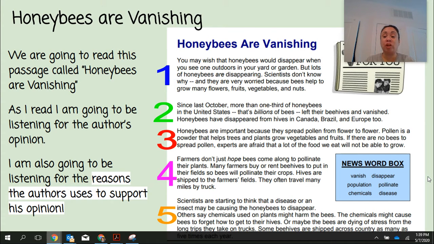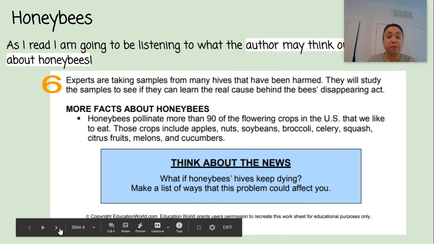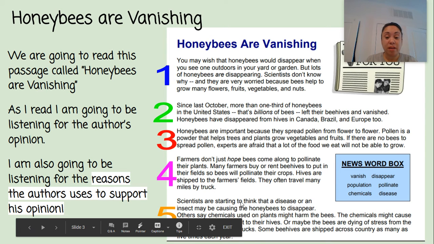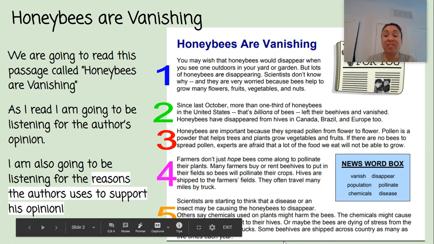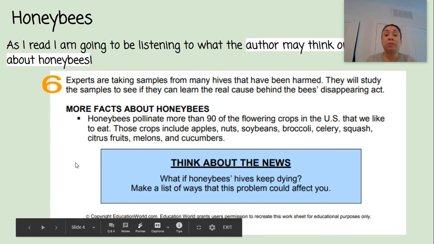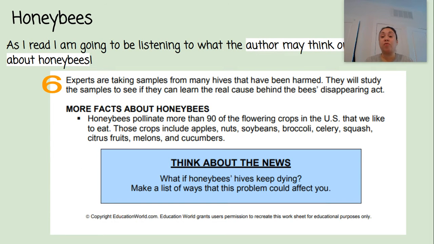Some beehives are shipped across country as many as 5 times each year. Wow. Experts are taking samples from many hives that have been harmed. They will study these samples to see if they can learn the real cause behind the bees' disappearing act.